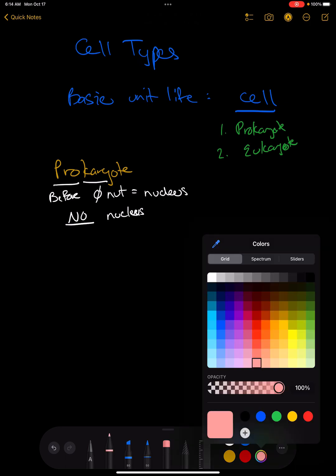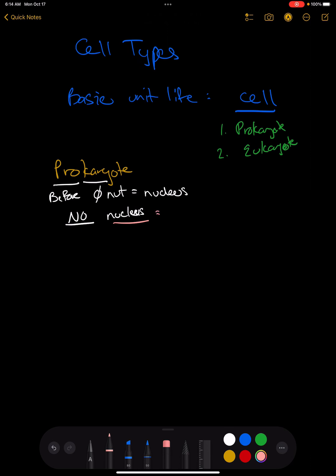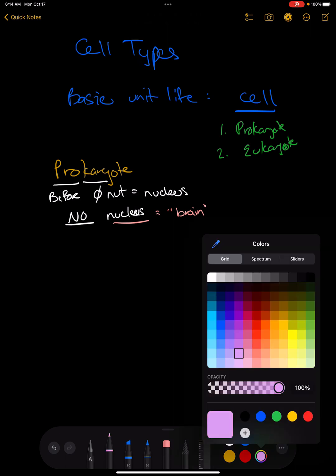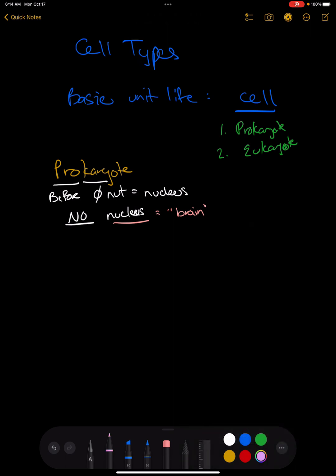And remember, the nucleus, in the simplest terms, is our brain. So our prokaryote cells are cells that have no brain. And if I wanted to say that my cells have no brain, that means I would classify them as very, very simple cells, right? Because they don't have that command center.